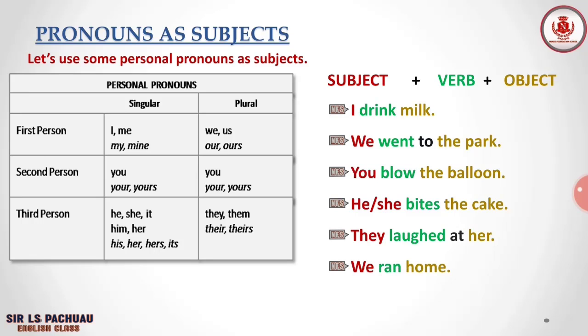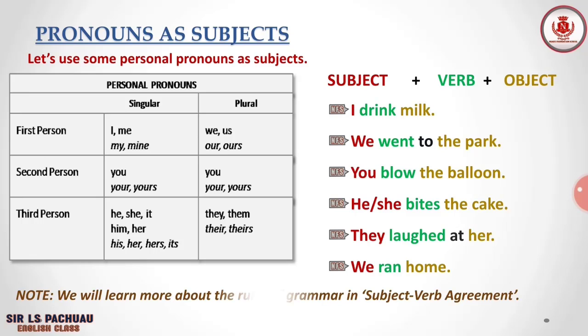We ran home. We is the first person plural pronoun. Understand? What are we doing? We ran. Where? We ran home. So home is the receiver. So home here is the object. And note, we will learn more about the rules of grammar in subject verb agreement.